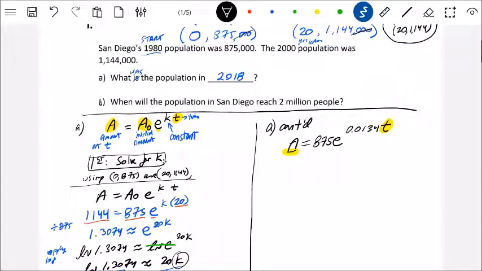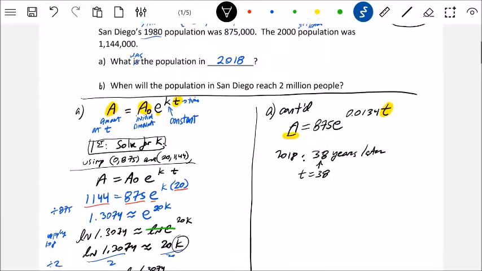We're going to use, in this one, for 2018, that's 38 years later. I'll write that so it's easier to see the letters. So that means we're going to use the number 38. So t equals 38. So we're going to say that A is 875e^(0.0134·38). And what you do is you put that into the calculator.